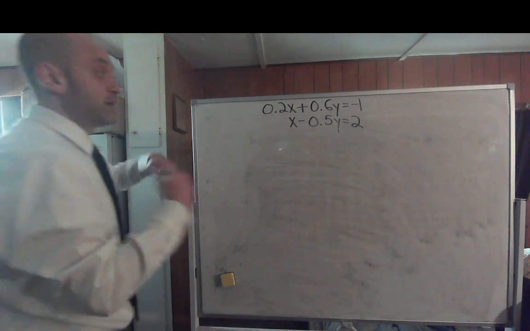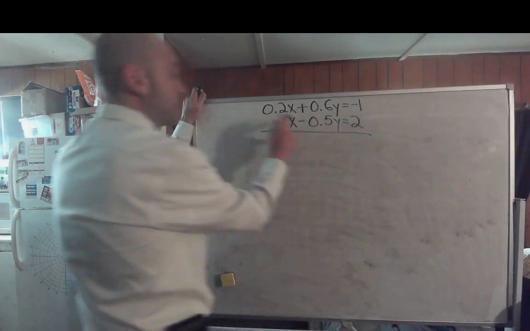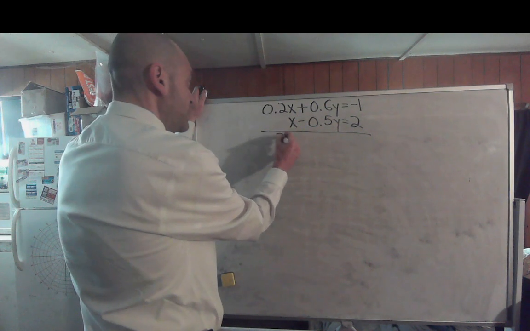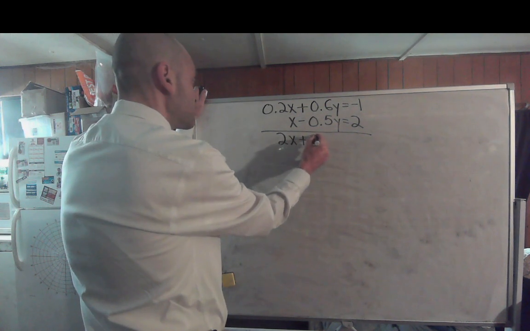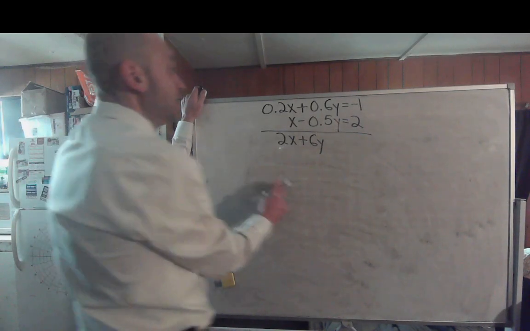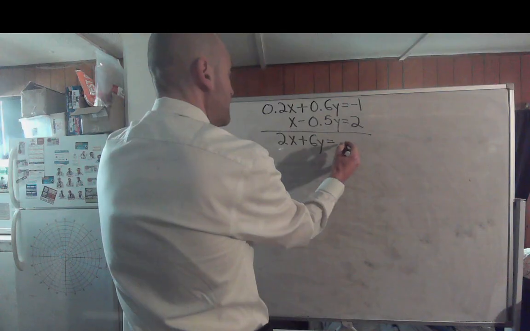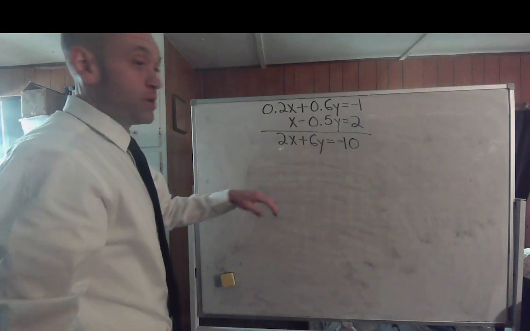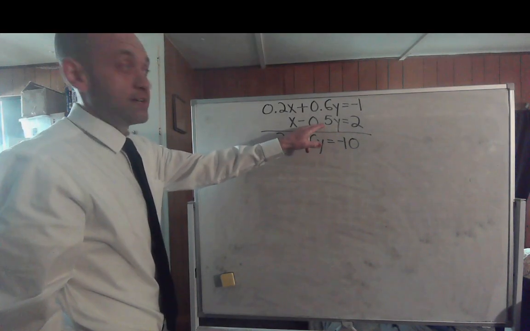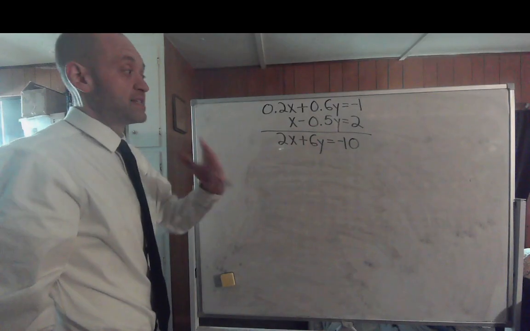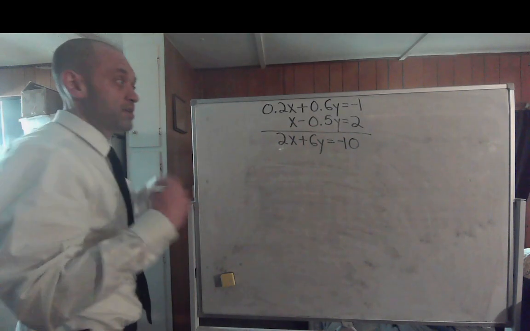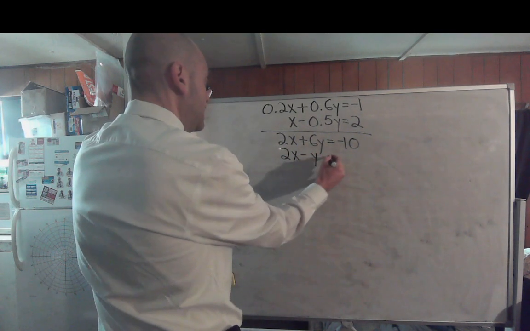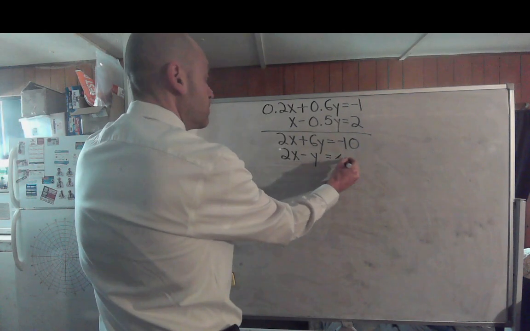The first equation for sure, let's look at that. In order to get rid of the decimals, you need to multiply by 10. If you do that, you'll get 2x plus 6y equals negative 10. Now the second equation, you only have one decimal and it's 0.5. If you just multiply the second equation by 2, you can get rid of the decimal. So you'll end up with 2x minus y equals 4.